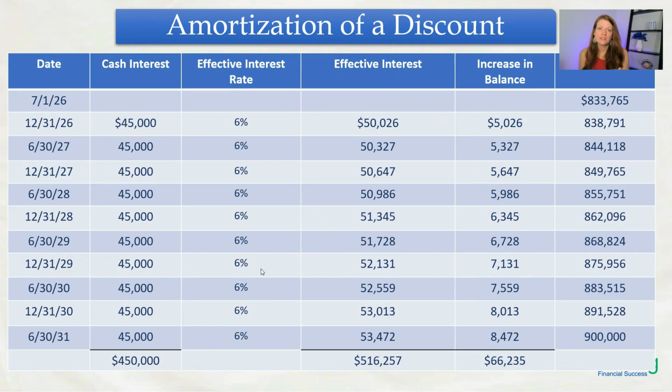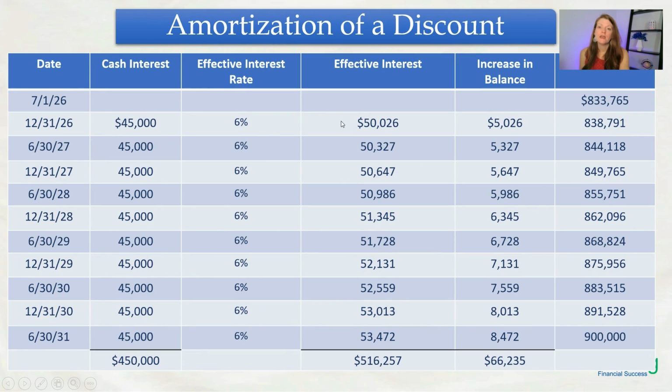So you can do this in Excel. In fact, I calculated this in Excel in order to put it into this slide. So what you do is you start out with the amount that they actually paid, and then we take into consideration the cash payment, which stays the same every single payment period. The effective interest rate, though, is 6%. It's half of the market rate.